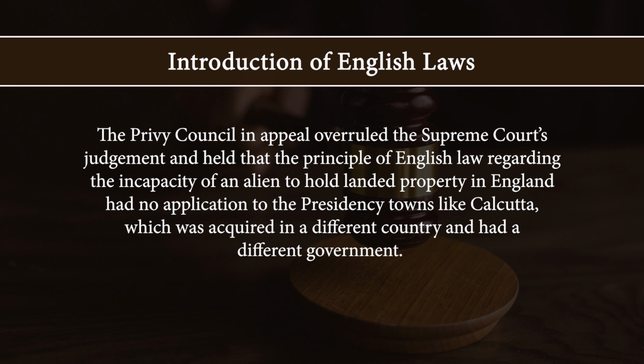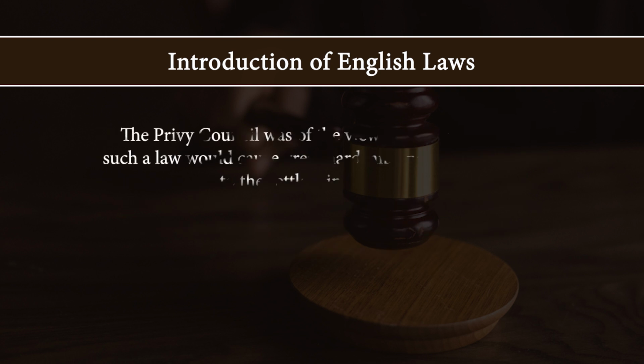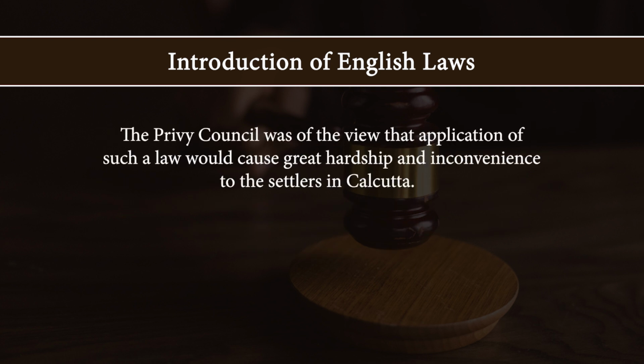The Privy Council in appeal overruled the Supreme Court's judgment and held that the principle of English law regarding the incapacity of an alien to hold landed property in England had no application to the presidency towns like Calcutta, which was acquired in a different country and had a different government. The Privy Council was of the view that application of such a law would cause great hardship and inconvenience to the settlers in Calcutta.